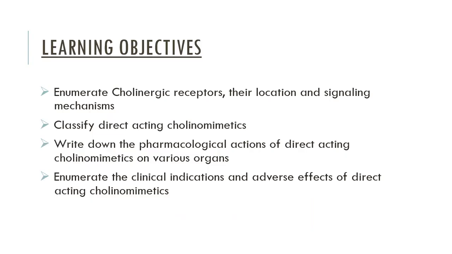What you should know at the end of this lecture. You have to enumerate, which means just give numbers 1, 2, 3, 4, 5 like that. Enumerate cholinergic receptors. You are all familiar with muscarinic receptors and nicotinic receptors, and there is a further division of those muscarinic and nicotinic receptors. I will show you in the coming slides.